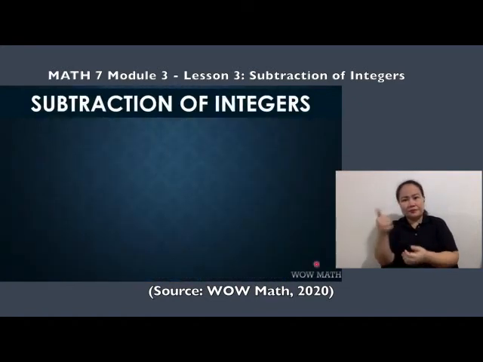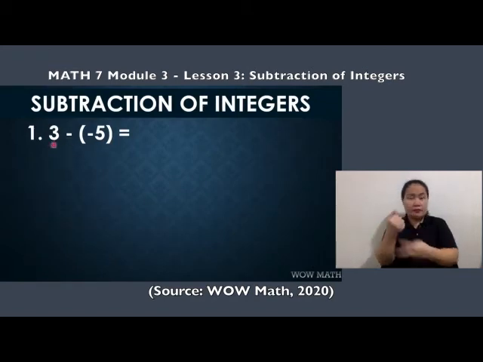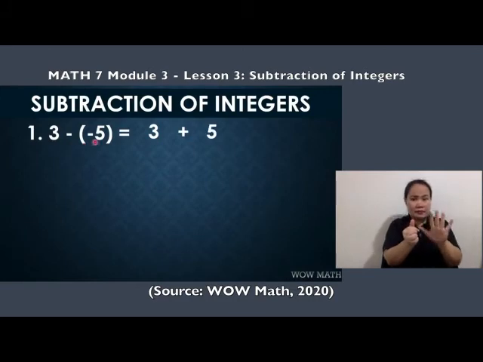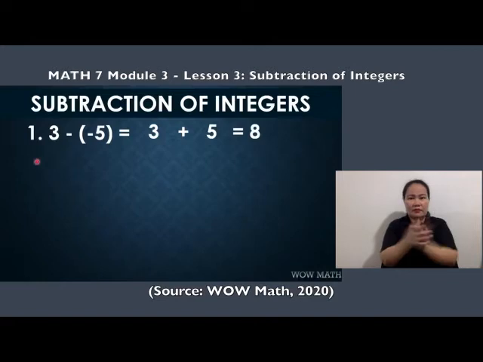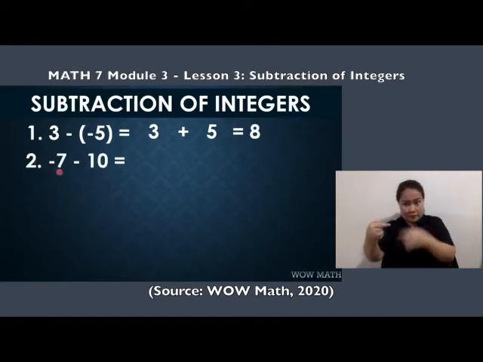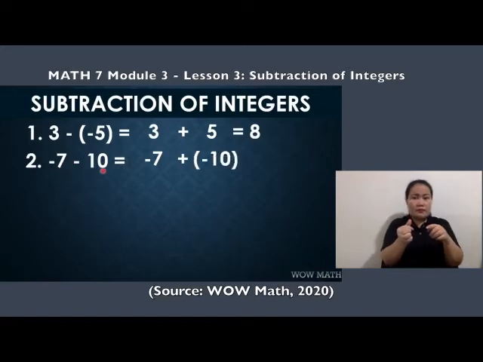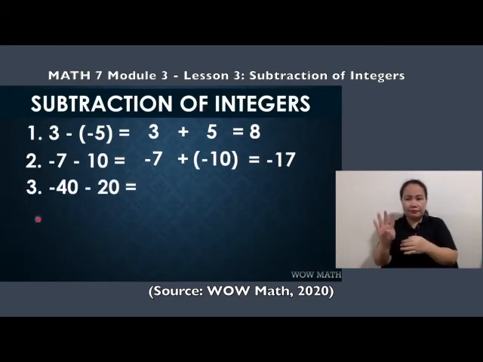Let's have another. So, I have here 3 minus negative 5. So, keep si 3. Change. And then negative, positive. So, same sign, add. Okay. Next, negative 7. Keep si negative 7. Change. Change. Positive, magiging negative. Now, same sign ulit sila. So, same sign, add. Okay. So, 17 and then keep the common sign. So, negative 17.